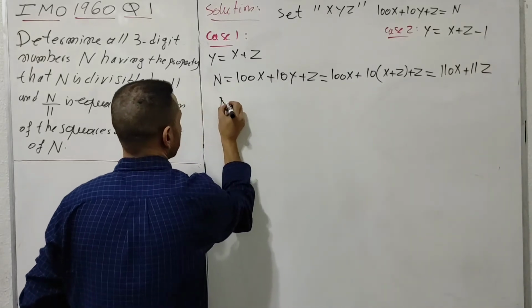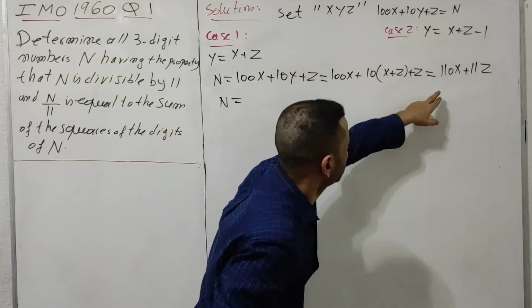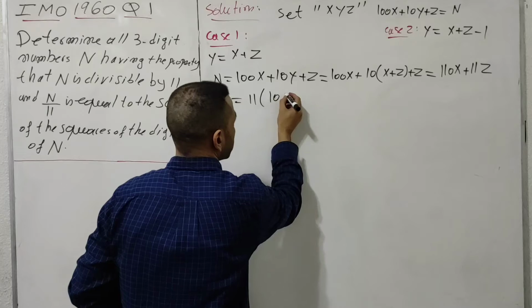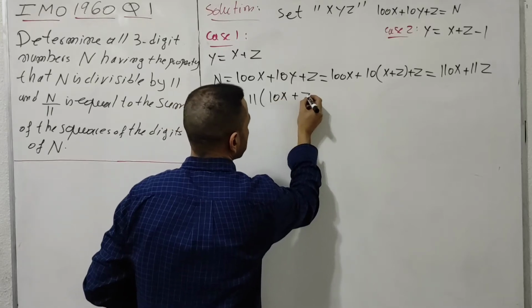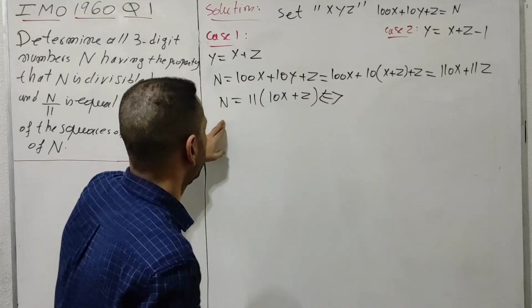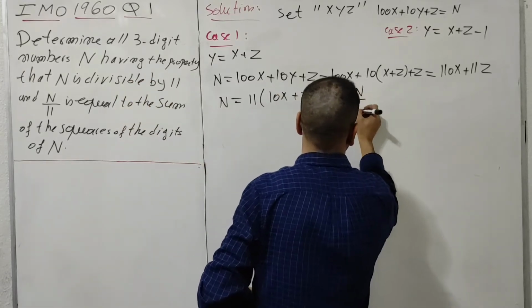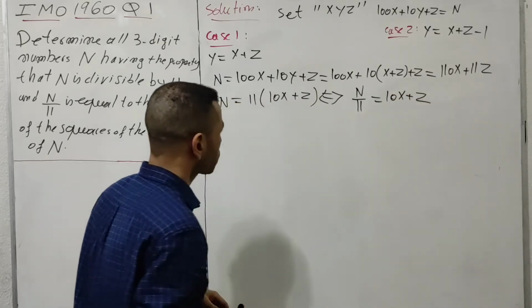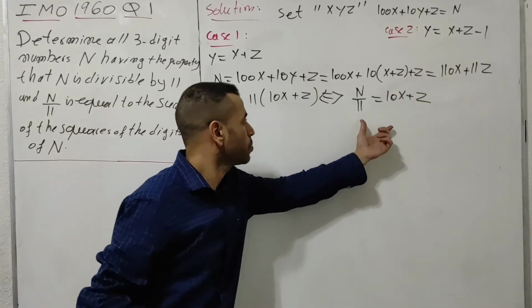So I will get n. I'm going to take 11 as a common factor. I will get 11 multiplied by 10x plus z. It's equivalent. I'm going to divide both sides by 11. I get n over 11 equal 10x plus z. Okay, so this is the expression that I found.